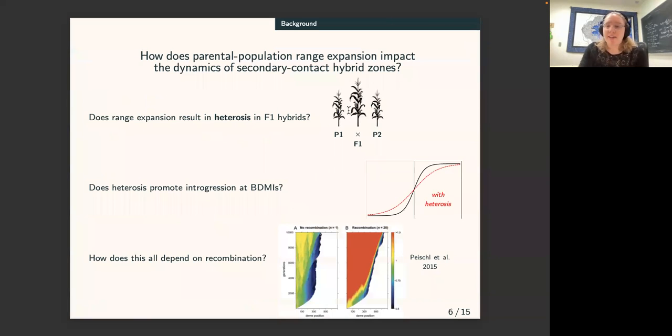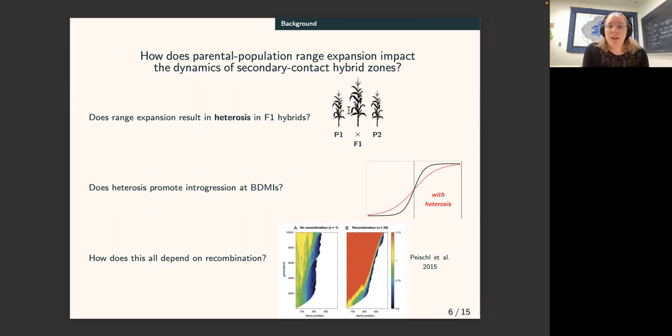So we see extensive amounts of variation in heterosis in crop plants. Some crop plants exhibit extensive heterosis, other ones almost none at all. And it's been an enduring mystery about why this is. And so could the potential history of range expansion actually explain the variation in heterosis that we see?